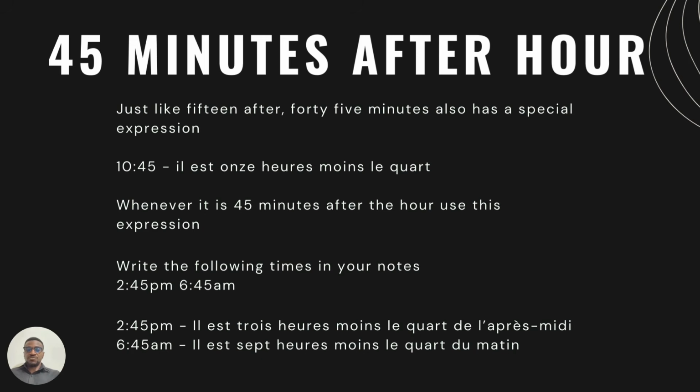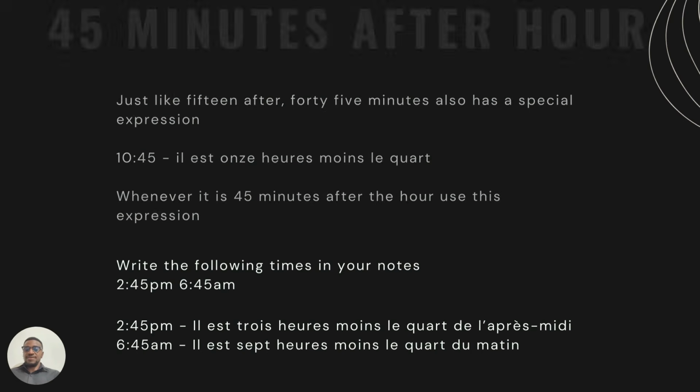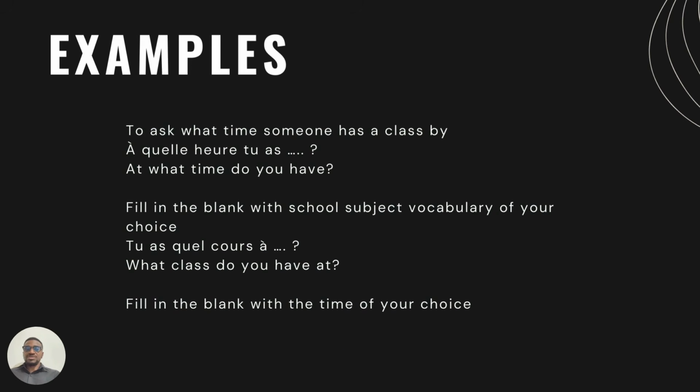So for an example, we have 2:45 p.m. and then 6:45 a.m. 2:45 p.m., we're going to 3. So we'll say il est 3h moins le quart de l'après-midi. And then we also have 6:45 a.m. Il est 7h moins le quart du matin. If you notice, both of them, we've specified de l'après-midi and then du matin.